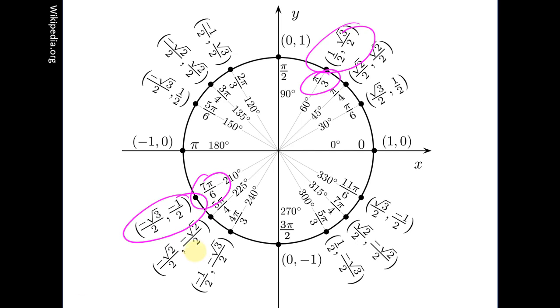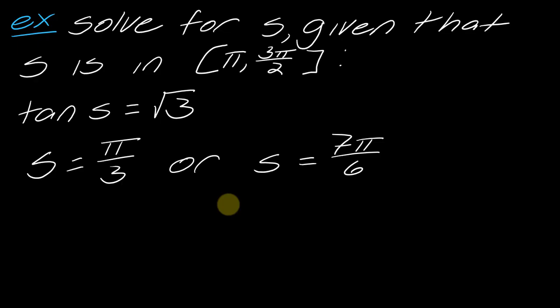So you have to reverse engineer the process. You have to look at your points and see what points would give you that answer. And then you look at what radian measures result in that answer. So we have two possibilities in this case.